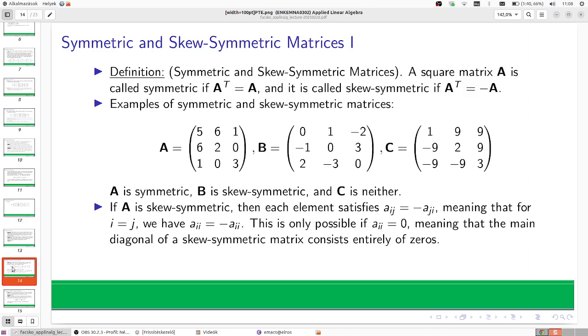There is something interesting. Wait a little bit. If you have these skew symmetric matrices, then the main diagonal has only 0 elements.